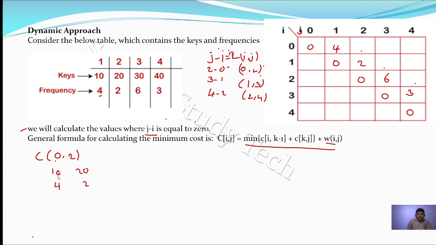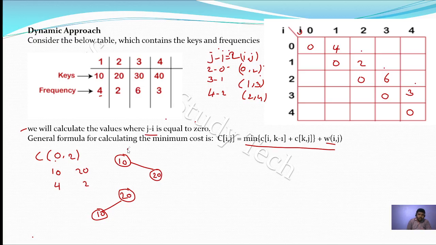Now how many binary search trees are possible? These two. So 2 binary search trees are possible for these 2 keys. That is 10, and here on the right it is 20. So this is one binary search tree. Another one is you can take 20 as the root node and 10 as its child. So this is the second binary search tree.